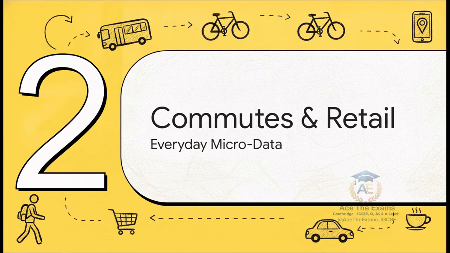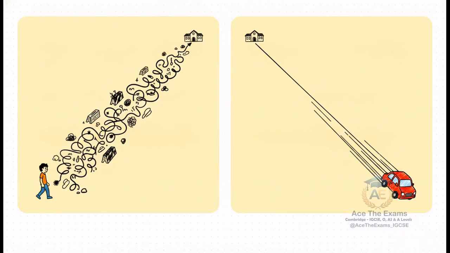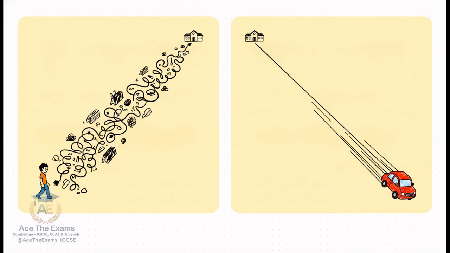Moving on to Section 2, Commutes and Retail Trends. Let's shift our focus away from those massive global demographics for a second and zoom down into everyday micro-level data. Picture the morning commute for a class of 30 students. Now, common sense tells you that the further away you live, the longer it's going to take to get to school, right? That would be a positive correlation.